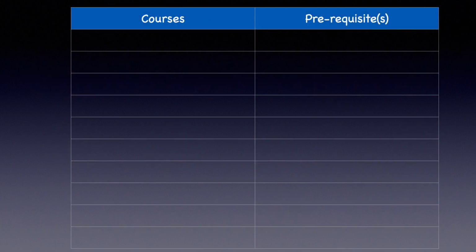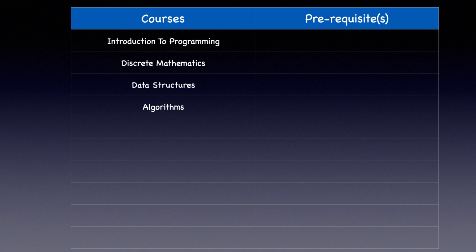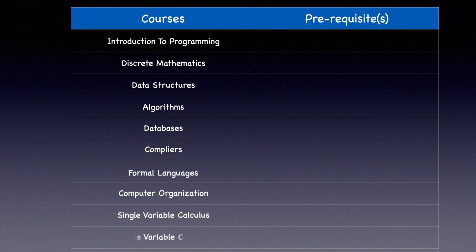In a given semester, a college presents a range of courses for students to choose from, such as Introduction to Programming, Discrete Mathematics, Data Structures, Algorithms, Databases, Compilers, Formal Languages, Computer Organization, Single Variable Calculus, and Multiple Variable Calculus.